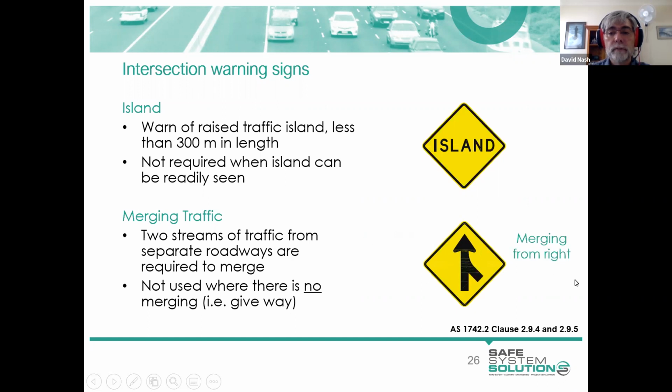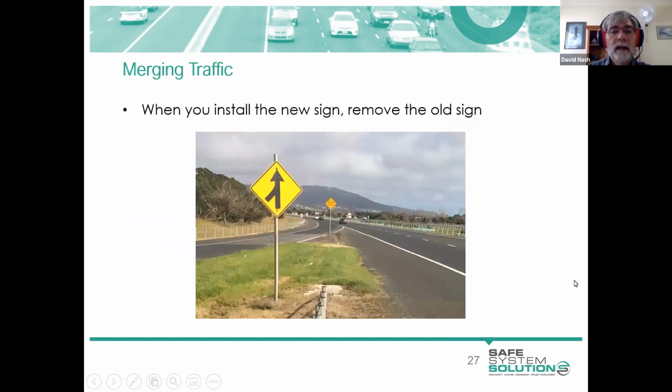Merging from left, merging from right. So here's an example on a freeway where someone's put up the appropriate merging sign, but the old merging traffic sign is still there as well. I mean, if you're putting up a new sign, you take down the old sign. So that's important. Every new sign we put up should be an opportunity to get rid of something else. It's a little rule of thumb that I try to impose.